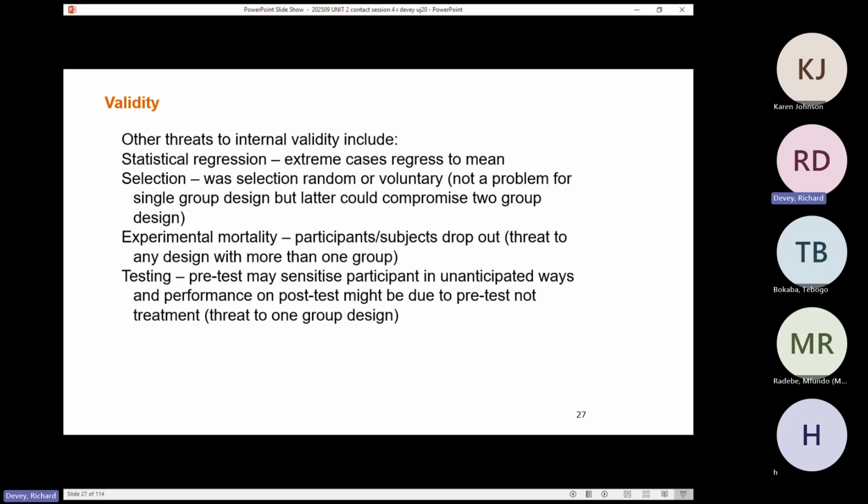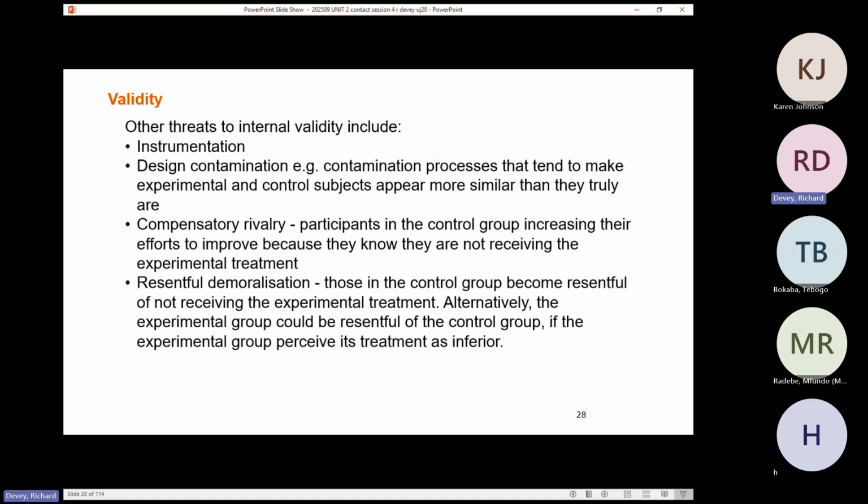But sometimes you can't really avoid it. You have to do the research, and you have to practice the thing, but that's just the way it works. Okay. Yeah, and then these are some other threats to internal validity.